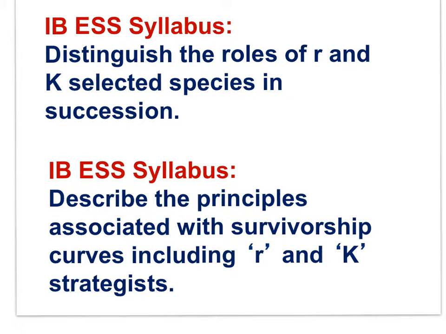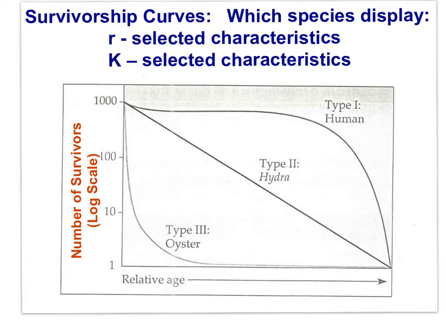I've come back to this IB syllabus statement in order to bring survivorship curves into play in this movie. And elements of survivorship curves will make sense given the RK selection theory as I've presented it so far. Describe the principles associated with survivorship curves, including R and K strategists. Survivorship curves show the number of survivors in the population on the y-axis against lifespan on the x-axis.